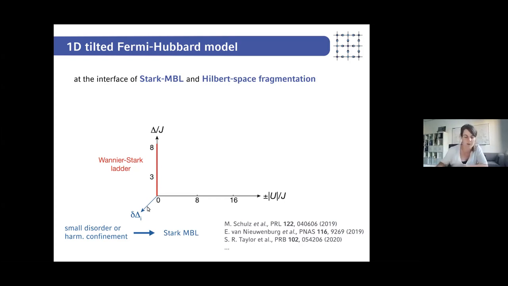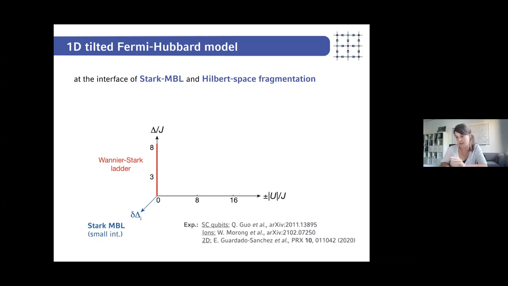And indeed, in this limit, when we have small perturbations, it was found that localization can occur, and the signatures seemed very similar compared to conventional MBL systems. That's why this is also called Stark MBL system. But now, this has been actually also studied in experiments, superconducting qubits and ions. And there has been one cold atom experiment in 2D where they have studied a 1D tilted lattice model coupled to a free perpendicular lattice direction.